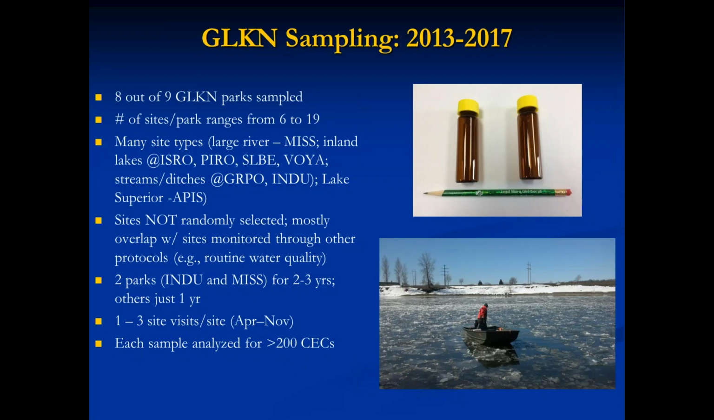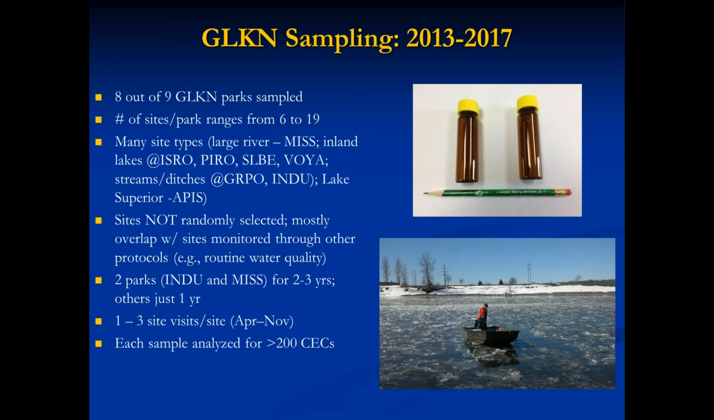So to talk a little bit about our sampling, like I just mentioned, 8 out of the 9 parks were sampled from 2013 to 2017. The picture of the sample bottles is there off on the right. The number of sites per park ranged anywhere from 6 to 19. And it covered many different types of sites. For example, the Mississippi River that flows to the Mississippi National River and Recreation Area, inland lakes at 4 or 5 of the parks, and then streams and ditches at some others. And we even sampled one of the Great Lakes, Lake Superior, at Apostle Islands National Lakeshore.